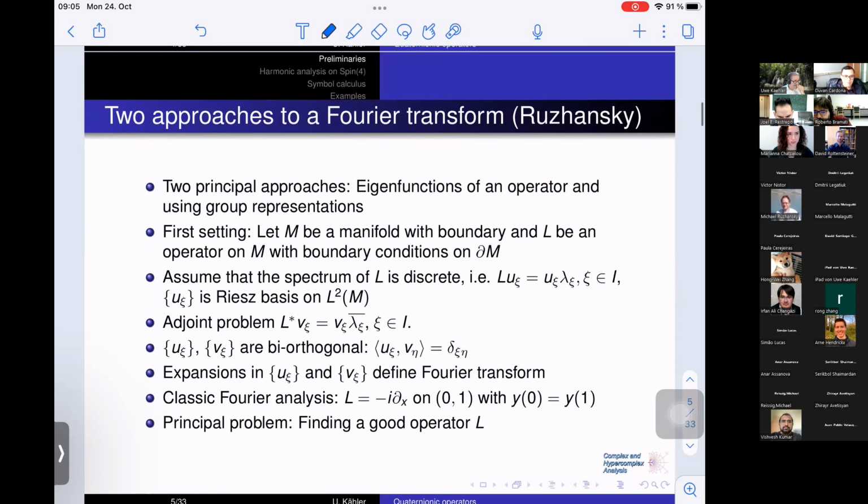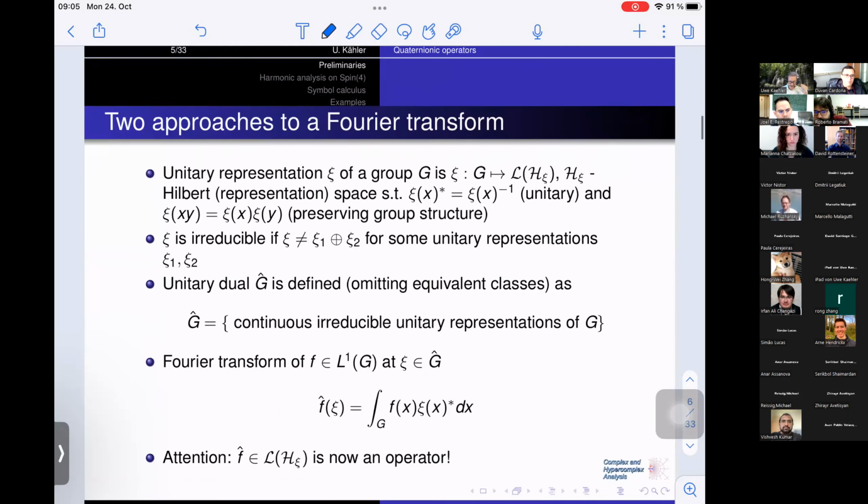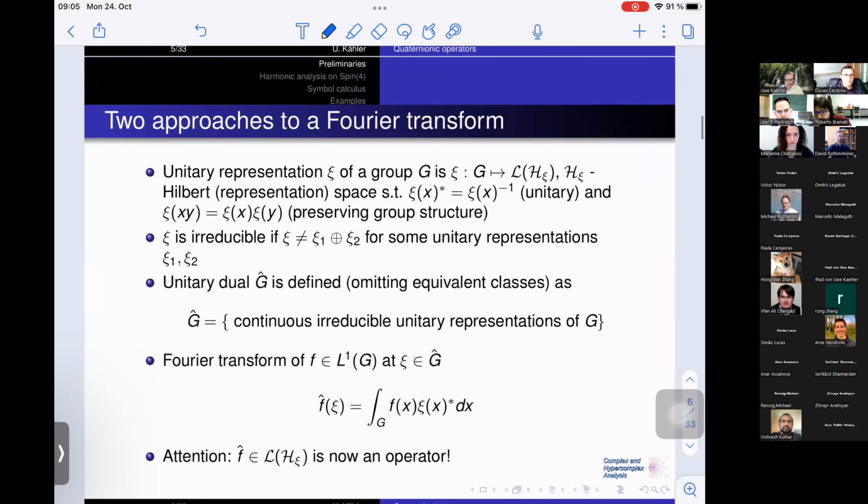More important for us here is a second approach, which is basically using group representations. And now it gets interesting. Basically, I look for a unitary representation of a group. So we have a group, we have a Hilbert space, and we have the representations on the Hilbert space, and we want the representation, of course, to be unitary, preserving the group structure. That's basically what the representation is. And we look for irreducible representations: you take an entire representation and chop it into pieces, and irreducible means you cannot chop it any smaller than that. So the unitary dual is always defined.